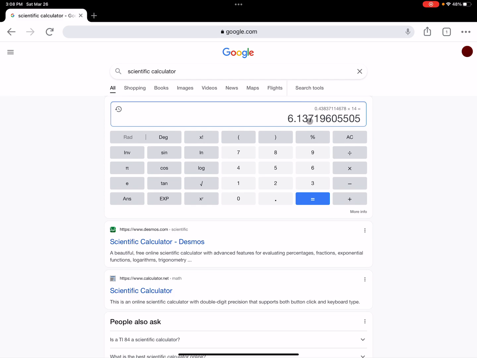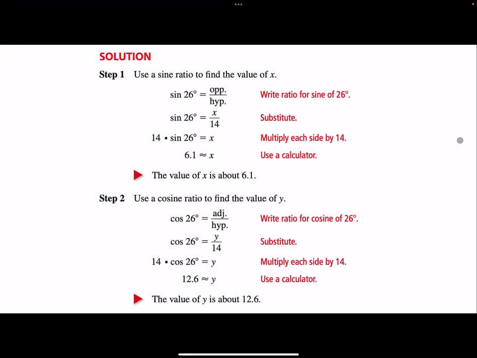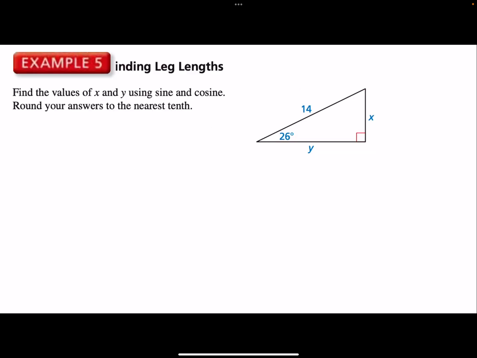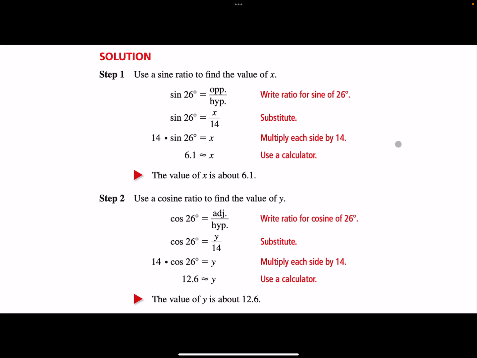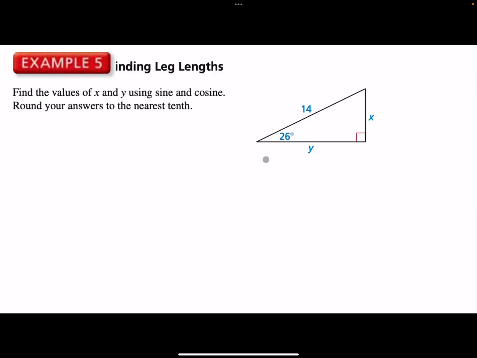I can call it 6.14, whatever you want to round it to, unless it told us to round it to the nearest anything, which I don't believe it did. It actually did round to the nearest tenth, so 6.1, okay? So the value of x is about 6.1.